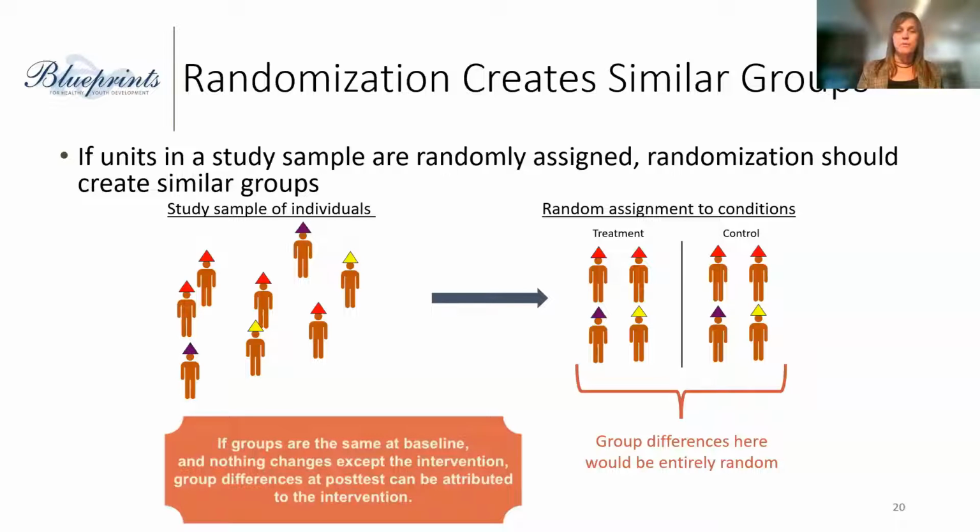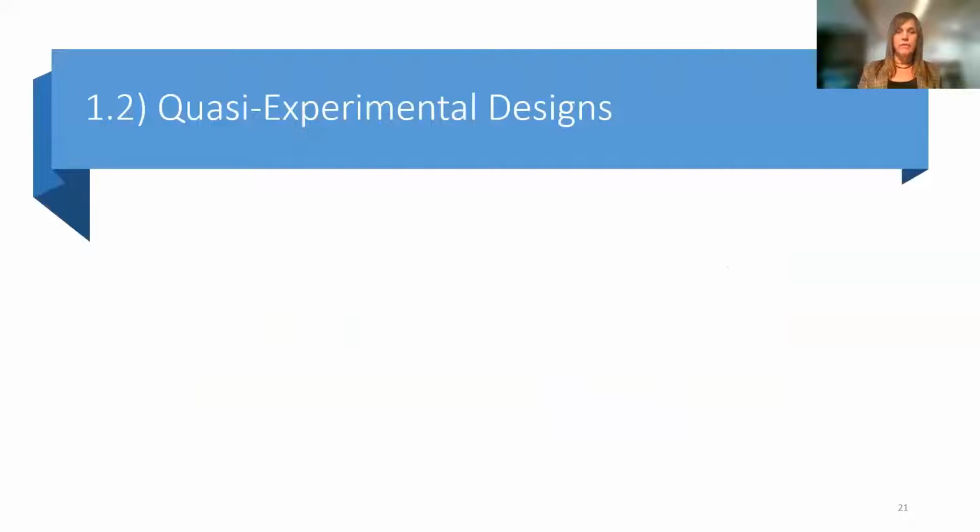And conceptually, what we mean by this is if the groups are the same at baseline, so before anyone has the program, and nothing changes except whether they got the program or not, group differences after the program can be attributed to the intervention. We can say it worked. And with a randomized control trial, you've got to check, theoretically, that the groups are the same at baseline. And that's what we mean by a research design called randomized controlled trial.